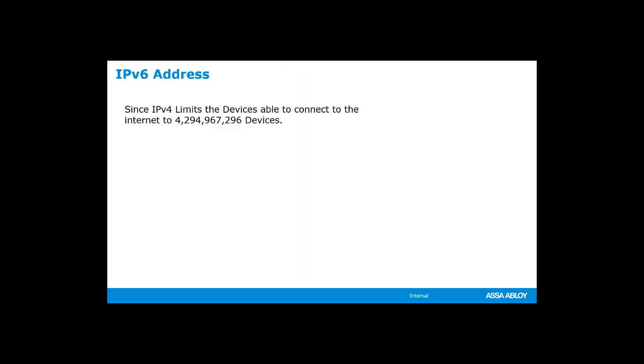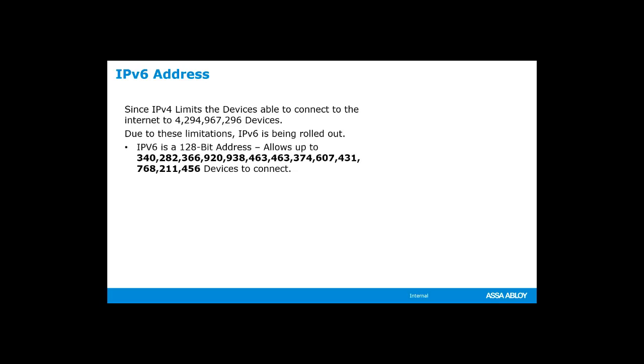Okay. Since IPv4 limits the number of devices that can connect to the internet to just over 4 billion, due to these limitations, IPv6 is being rolled out. IPv6 is a 128-bit address, which allows up to this many devices, I can't say the number, but this number of devices to connect to the internet at one time.